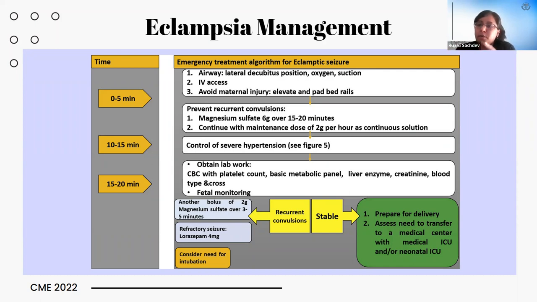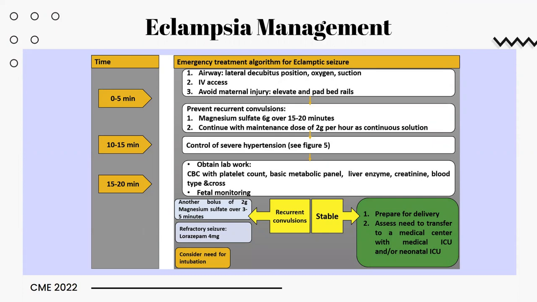And suppose the seizure is still not under control, you move on to the severe hypertension protocol. And you also do their labs. You do your CBC, basic metabolic panel, liver enzymes, triage, blood typing, cross matching, and fetal monitoring. If it's still not under control, you can give another bolus of magnesium sulfate. If it is still not under control, you can give lorazepam 4 milligrams. Beyond this point, you might need to intubate the patient.